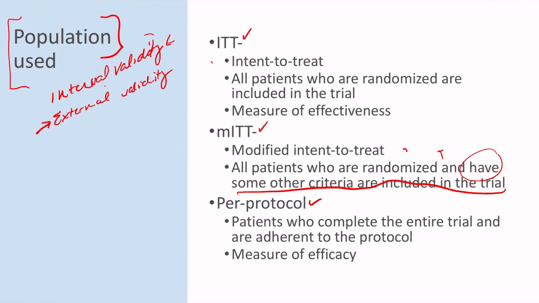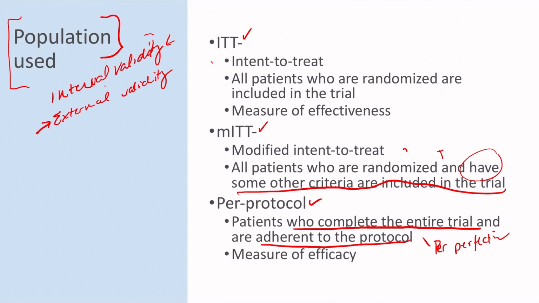And then your final group is your per protocol population. These are patients that complete the entire trial and are adherent to the protocol. So this is kind of like your perfect population. Sometimes you even call it the per perfect population.